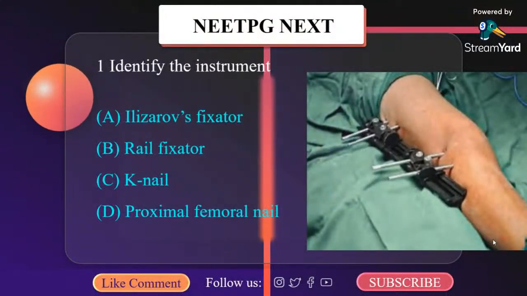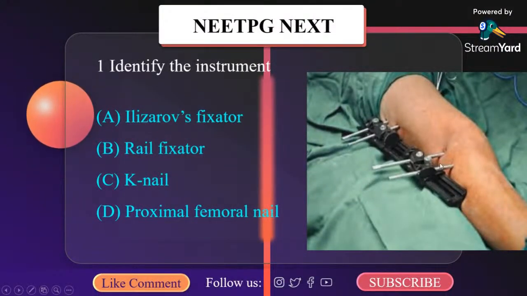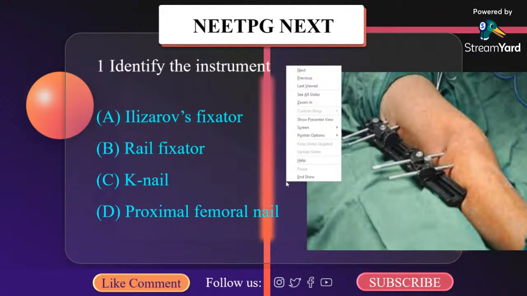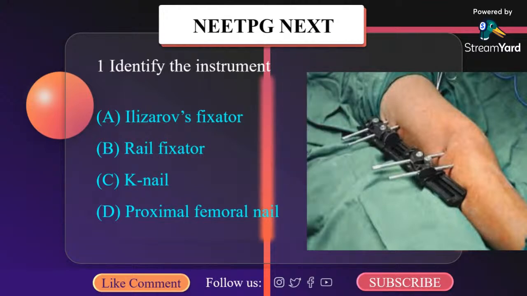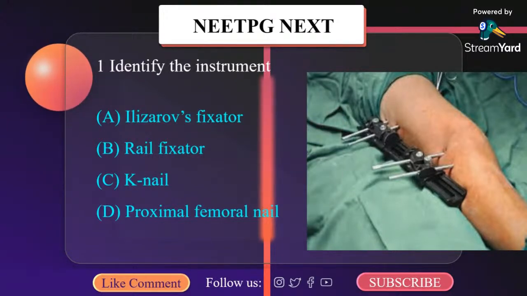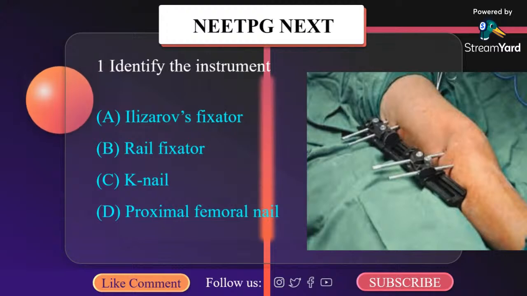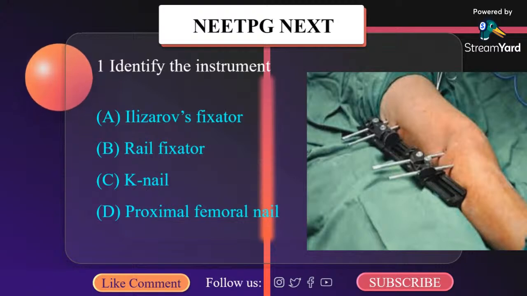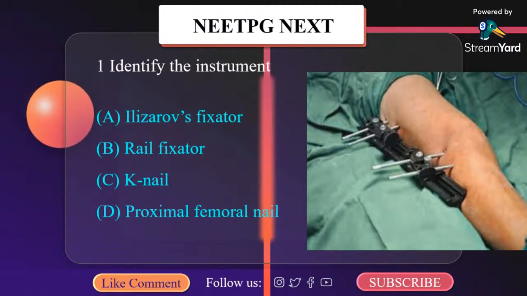Identify the instrument. A. Elizarov's fixator. B. Rail fixator. C. K-nail. D. Proximal femoral nail. It is Elizarov's ring fixator, or it is rail fixator, or it is K-nail, or it is proximal femoral nail. Now let us one by one look at all the options.